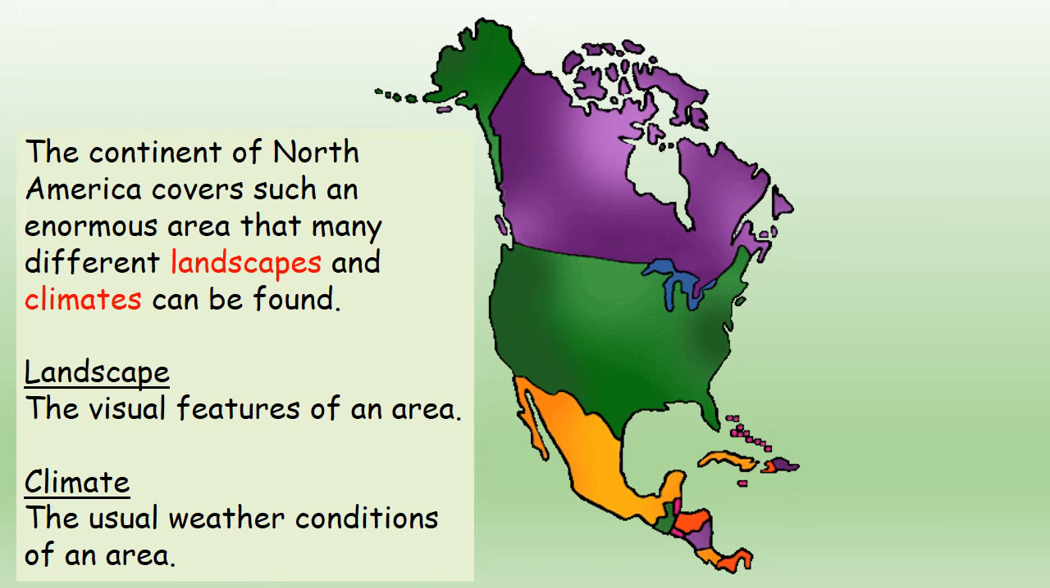The continent of North America covers such an enormous area that many different landscapes and climates can be found. Do you know what these two words mean? Landscape refers to the visual features of an area, like mountains or lakes or rivers. The climate refers to the usual weather conditions of that area, such as snow or rain or sun.